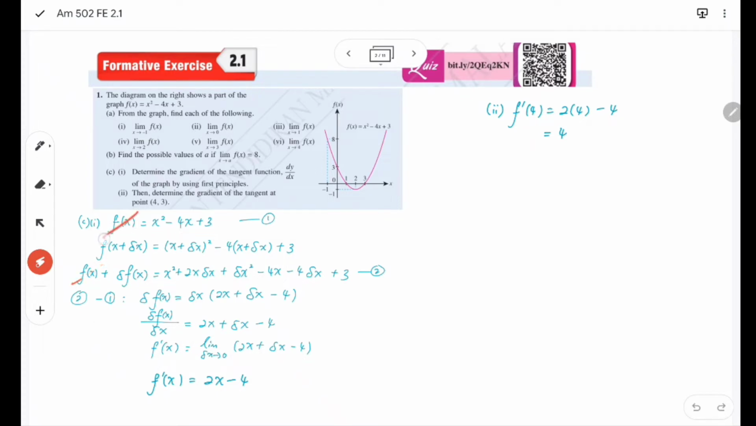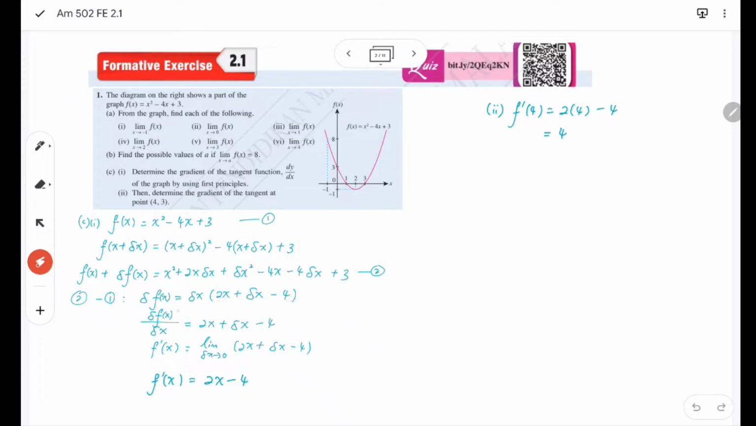So f(x) minus f(x), we left only del f(x) on the left. And on the right, we get x squared minus x squared, then 2x del x plus del x squared, and minus 4x on 0, and then minus 4 del x, we copy back, then plus 3 minus plus 3, we get 0. So we will see, after we factorize the del x, we get 2x plus del x minus 4 in the bracket.